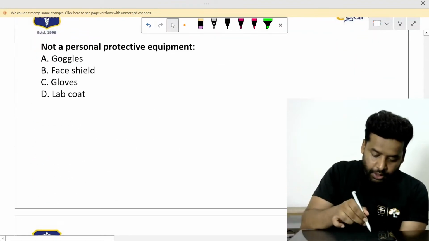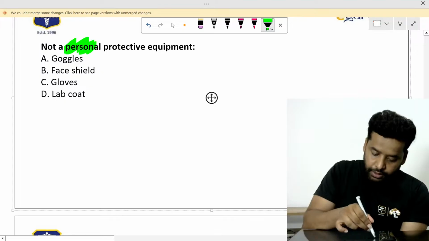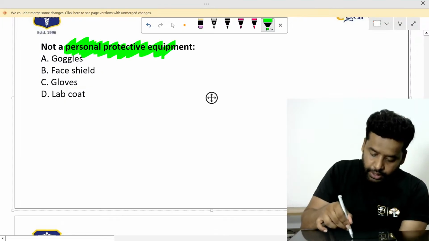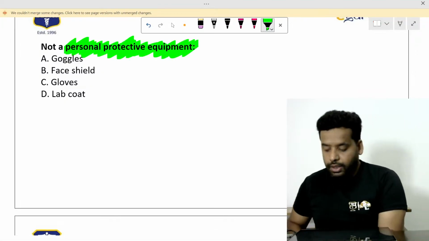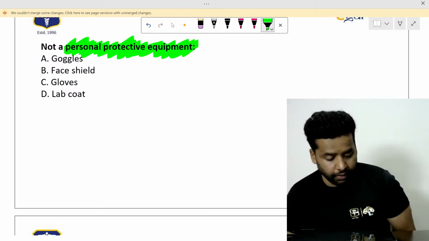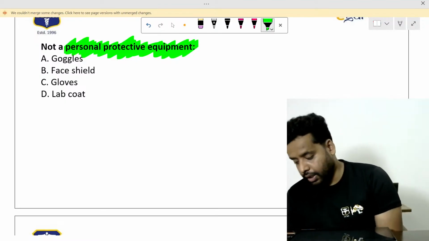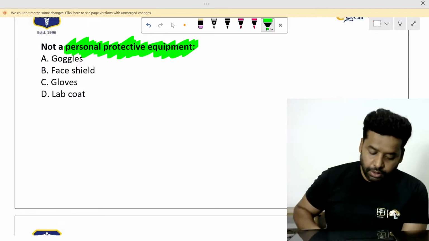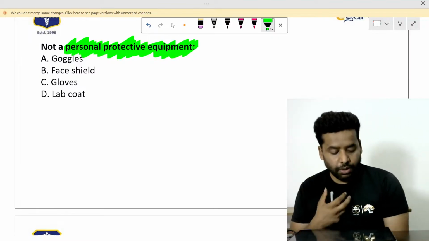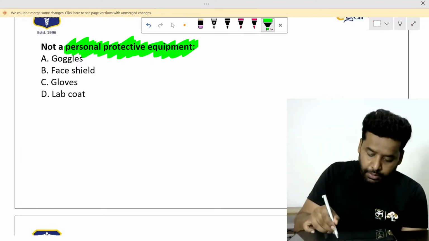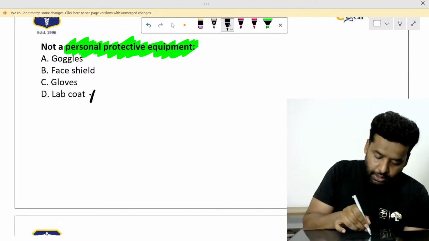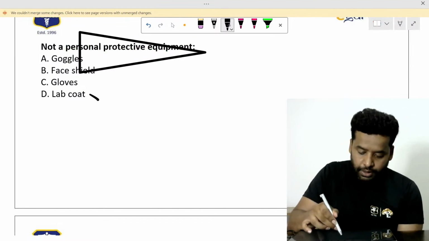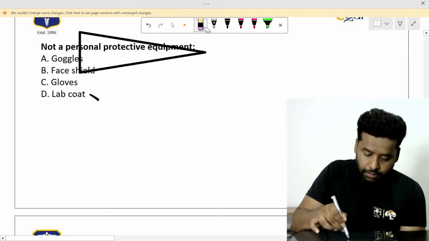Not a personal protective equipment. I think it's 2020 NEET PYQs. So I think it was asked in 2020, which is not a personal protective equipment. Out of this, goggles, face shield, gloves, everything you are wearing, that will come under personal protection. Lab coats, it's not related to personal protection.